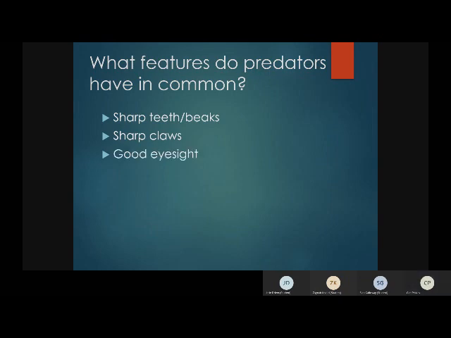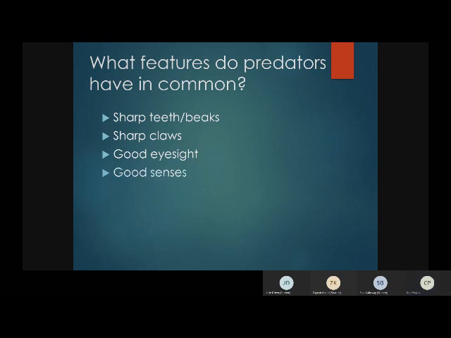Good eyesight. Most predatory animals have got excellent eyesight. One of the best examples of this is definitely birds of prey, because they've got a specialized lens that has an extra focal point in it. It effectively gives them almost picture-in-picture views of what's going on. So they can be looking ahead and see what's ahead of them while they're flying, and they can also get a magnified, almost telescopic view of what's going on the ground.